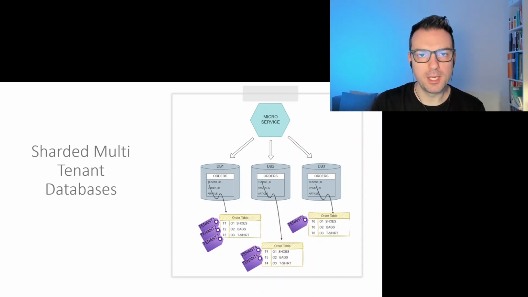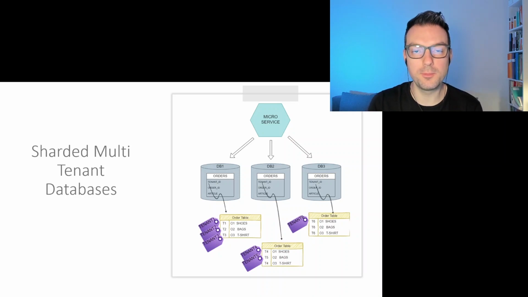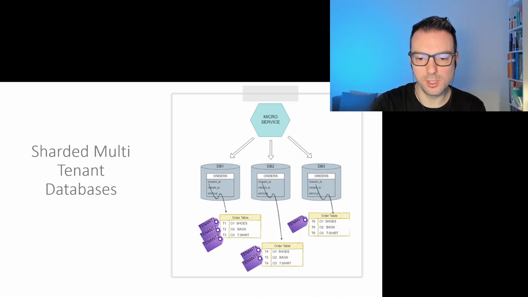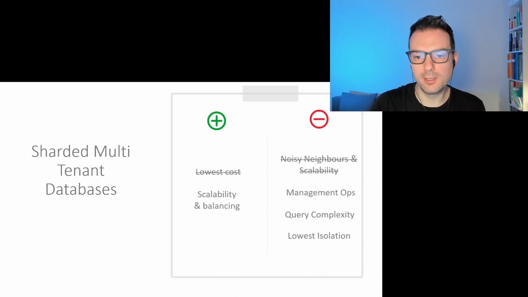Sharded multi-tenant database is a variant of this option. The data of tenants are still mixed in the same tables, but the tenants are distributed in more than one database. For example, in this picture, we can see tenants 1, 2, 3 are located in the first database, and tenant 6 is located alone in database 3. We give up the lowest cost to benefit from more scalability and the chance to balance the tenants with the highest peaks of load in a way that these tenants are not placed together in the same database.